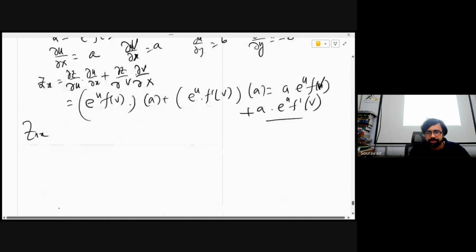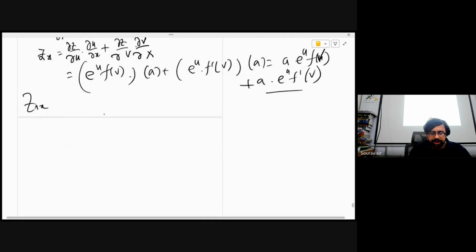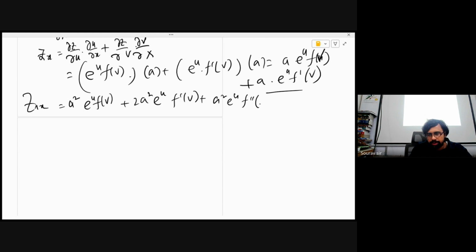So zxx basic derivative again, but irritating derivative. It's quite like statistics में correlation regression का निकालने की तरह. So this is like a square, okay, e to the power u f of v plus 2a square e to the power u f dash v plus a square e to the power u f double dash v.